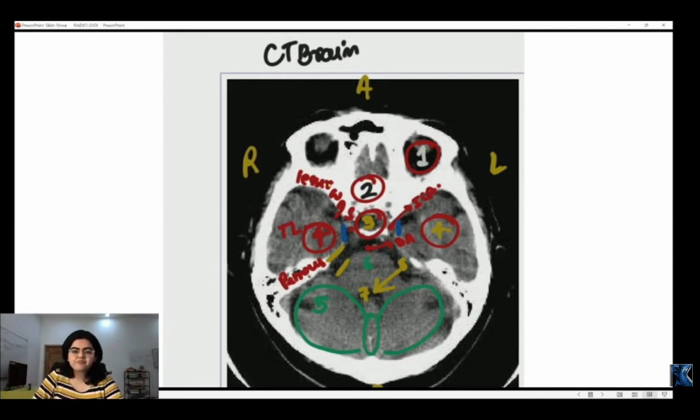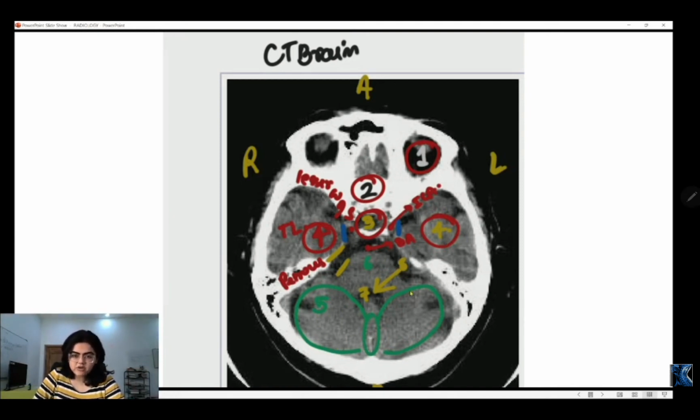One, this is orbit. Number two is sphenoid bone, lesser wing of sphenoid bone, petrous part of temporal bone. This is the temporal lobe situated between the lesser wing of sphenoid bone and the petrous part of the temporal bone. Okay. So this is the temporal lobe. What is this structure? This is pons. This is cerebellum here. Then this is fourth ventricle.